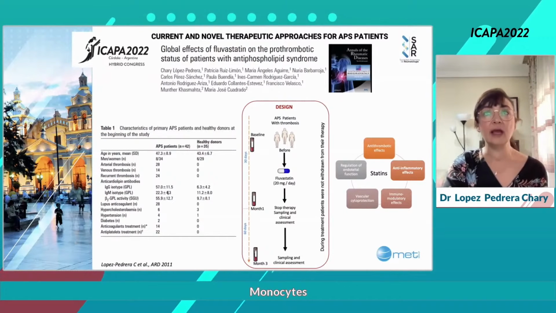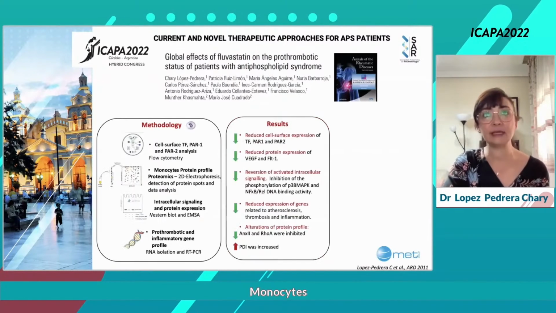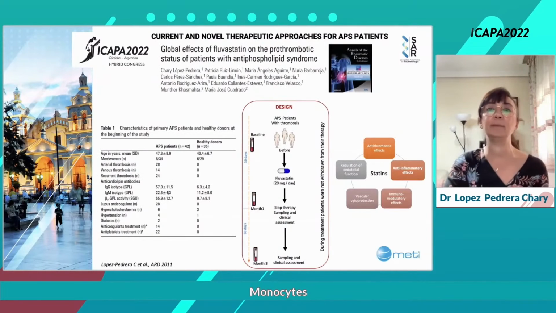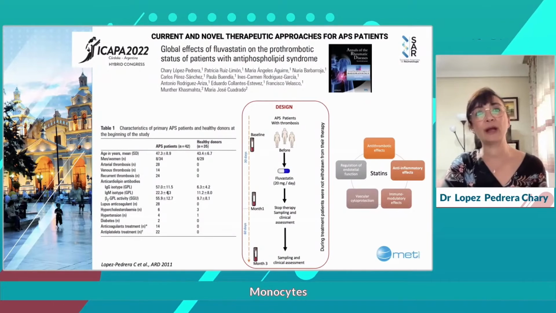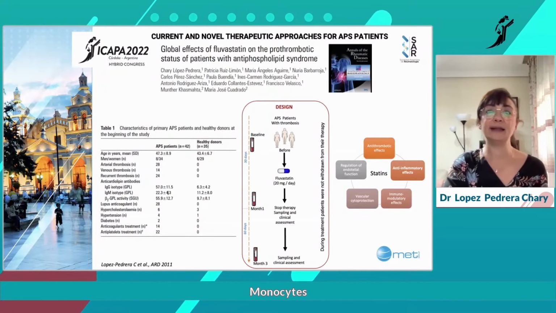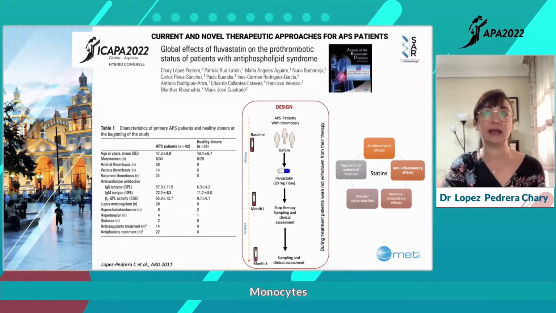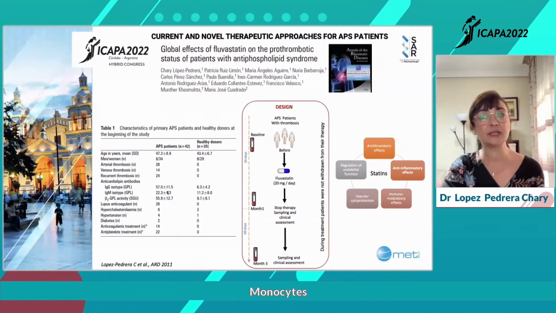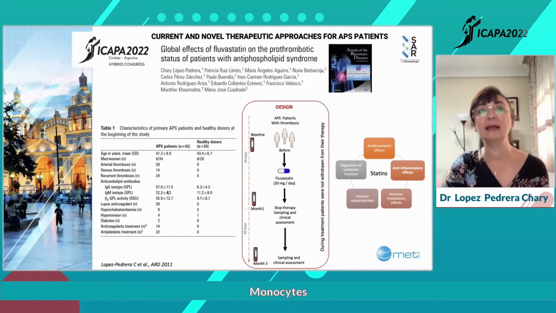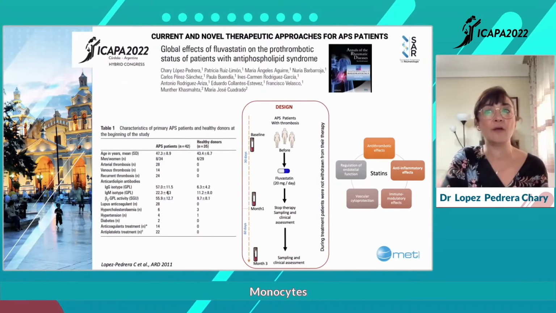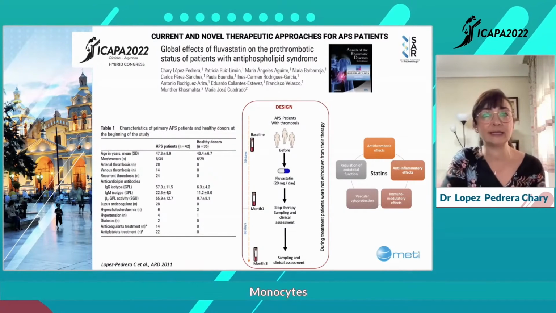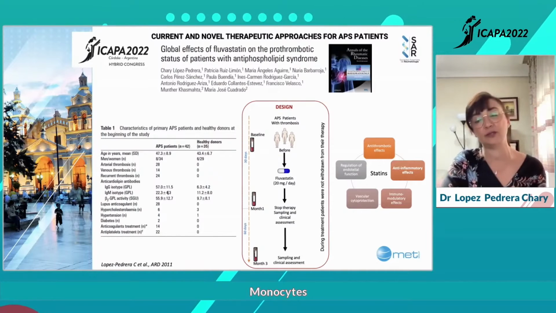APS patients received 20 milligrams of fluvastatin per day during 1 month. Blood samples were obtained before the start, at the end of treatment, and 2 months after the end of treatment. It is important to underline that during fluvastatin treatment, patients were not withdrawn from their therapy, so that fluvastatin was always given as an additional treatment.